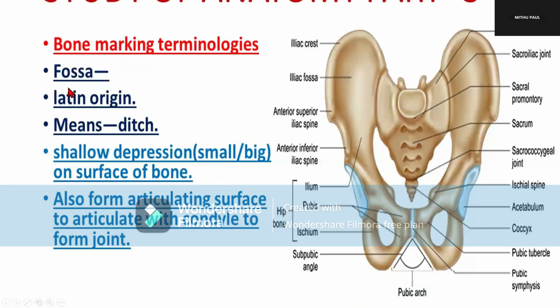Next is fossa. Fossa means ditch. It's a Latin origin word. It means shallow depression. The shallow depression may be small or big on the surface of the bones. See such an example. This is one of the hip bones, and on the ilium, on its anterior surface, there is a depressed area. So that is a fossa. And that fossa is related to the ilium. So this is the iliac fossa.